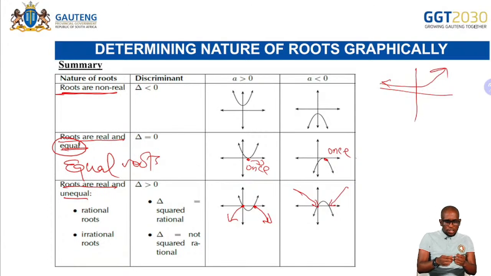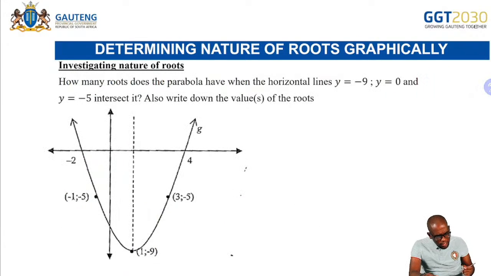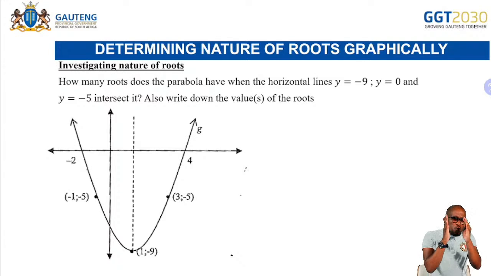Very, very important. Now, let us start to investigate. Remember, the investigative approach here is also very, very important. I am going to bring along some horizontal lines, and you are going to check for me how many times those horizontal lines touch or intersect the graph. And then from there, you are going to indicate the nature of those roots.